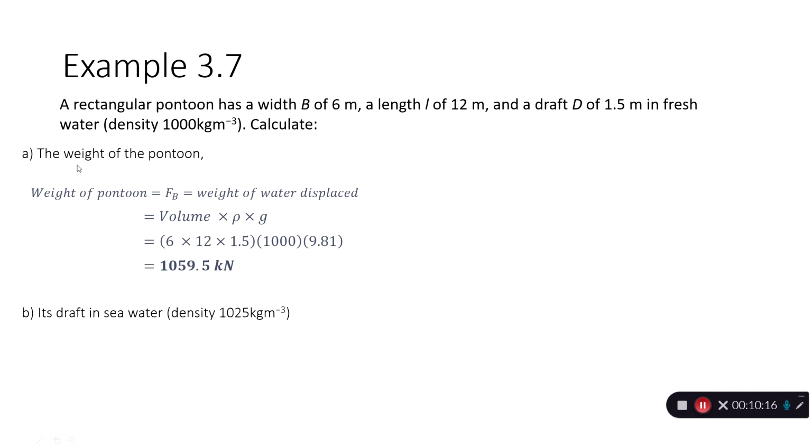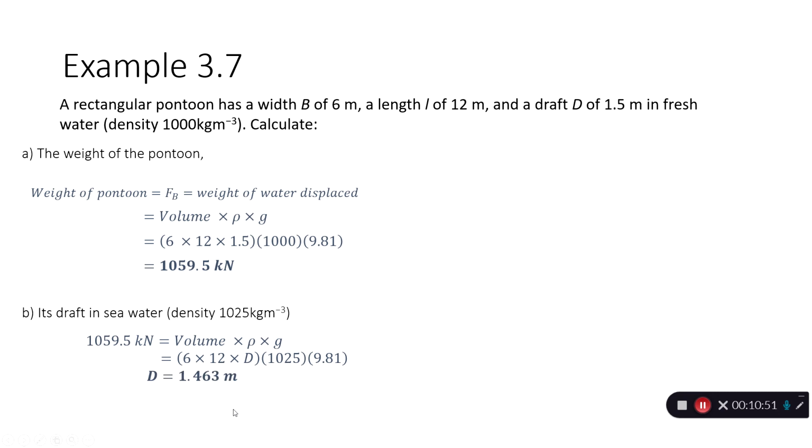So we use the same information that we have from part 1, which is the weight of the pontoon. This is equal to the weight of water displaced. So obviously this amount of seawater that is displaced will be the same as well. And this is equal to the same equation, but this time for seawater. It's the draft that we don't know, therefore the draft will affect the volume, and the density is known, gravity, and then you can calculate the draft.